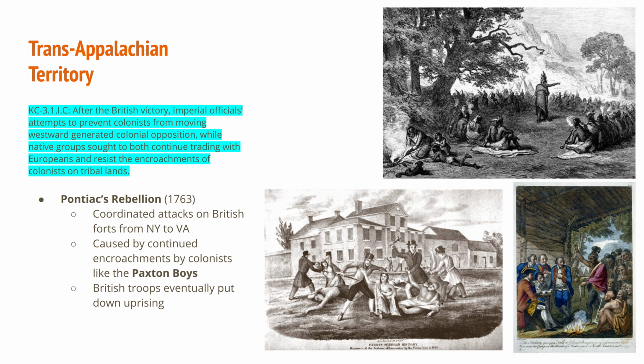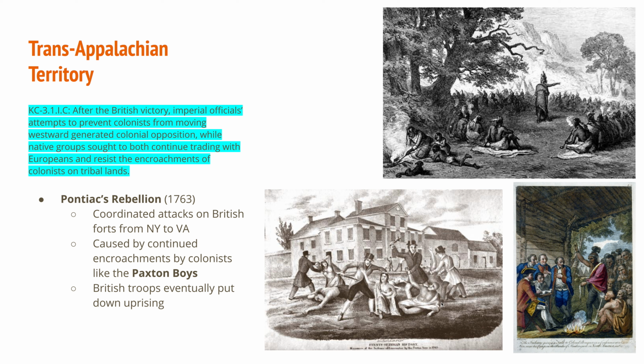Here on this next key concept, it says, after the British victory, imperial officials attempted to prevent colonists from moving westward, generated colonial opposition, while native groups sought to both continue trading with Europeans and resist the encroachment of colonists on tribal lands. So the reason why the British passed the Proclamation of 1763 to keep colonists from moving west was because of a coordinated set of attacks by various Native American groups led by one chief named Pontiac. So this is referred to as Pontiac's Rebellion.